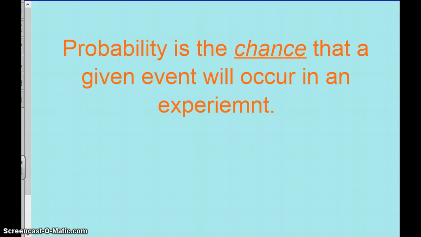So when you do a random experiment, for example, flipping a coin for heads or tails, or rolling a dice or spinning a spinner, probability is finding out what the chance of a certain outcome or landing on a certain number or heads or tails would be.